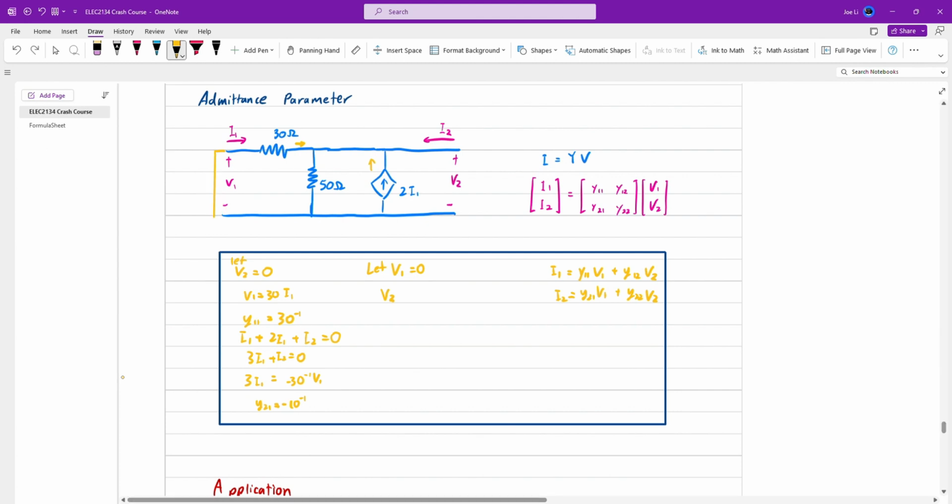Now let v1 equal 0. This time we short circuit this part of the circuit. V2 equals negative I1 times 30. Why is that? V2 is this voltage, equal to negative I1. We're looking at the current going through here. This is negative I1 times 30, and the other part is short circuited. So we can just say this voltage is equal to this voltage. Hopefully this makes sense.